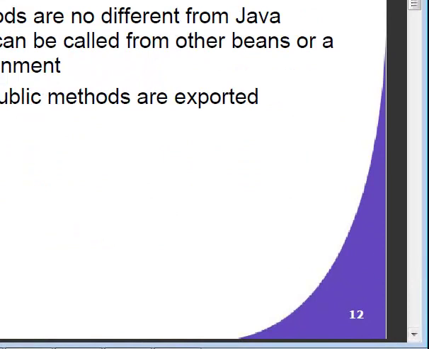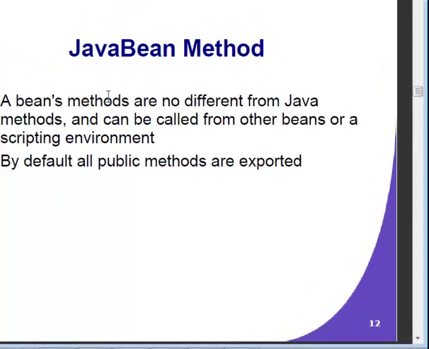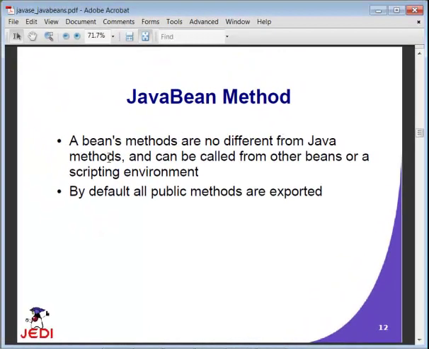Okay, so again, this is the difference between a JavaBean and a regular class. A bean's methods are no different from regular Java methods and can be called from other beans or a scripting environment. The only difference between a JavaBean class and a regular Java class is that the methods in a JavaBean are in the form of getter and setter methods. That's pretty much it.